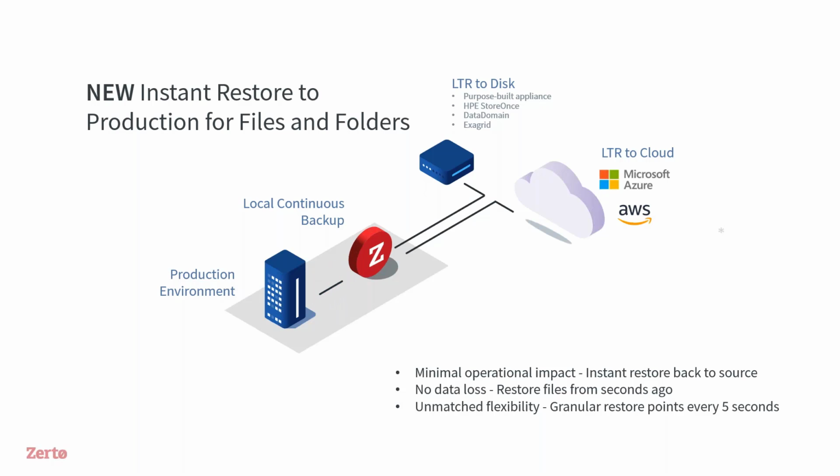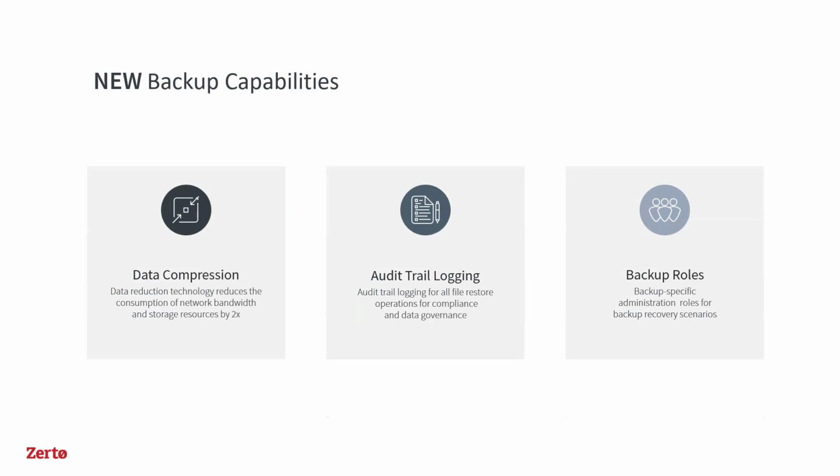So we're taking those files and folders from the journal, restoring them directly back to their source. Again, with delivering the same granularity that you're used to from our journal. So 5-second granularities, whether a file is created an hour ago or deleted 5 seconds ago, it's already recoverable using our file and folder restores.